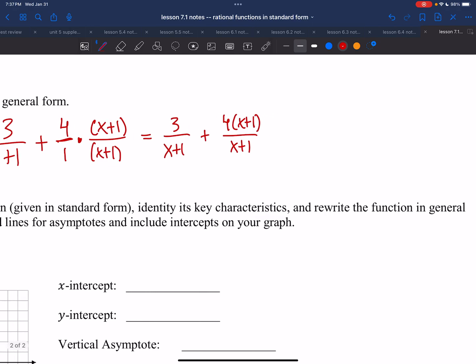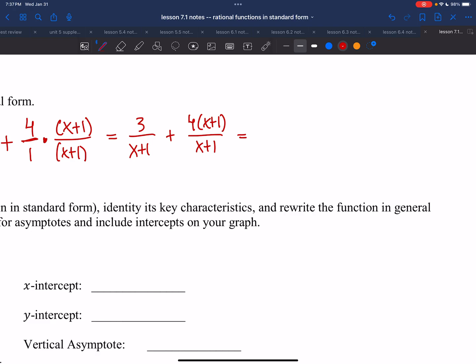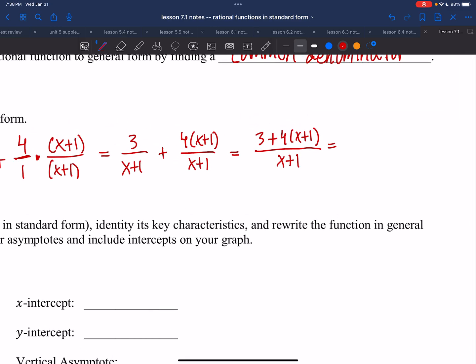Now that 4 is going to distribute, and I'm going to get, well, you know what? Let me hold off on that. Then I'll say it's 3 plus 4 times x plus 1 over x plus 1. I combine these because they have the same denominator, x plus 1. Then I can distribute: 3 plus 4x plus 4 over x plus 1, ending me with 4x plus 7 over x plus 1. And that is it. Yay! That's how you do that.